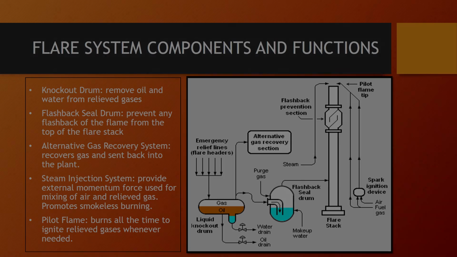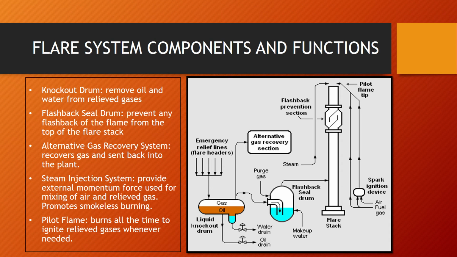Next is the flare system components and function. As we can see in the right picture, it is the components of a flare system. Firstly, the knockout drum. It is used to remove oil and water from relief gases. Next is the flashback seal drum. It prevents any flashback of the flame from the top of the flare stack.